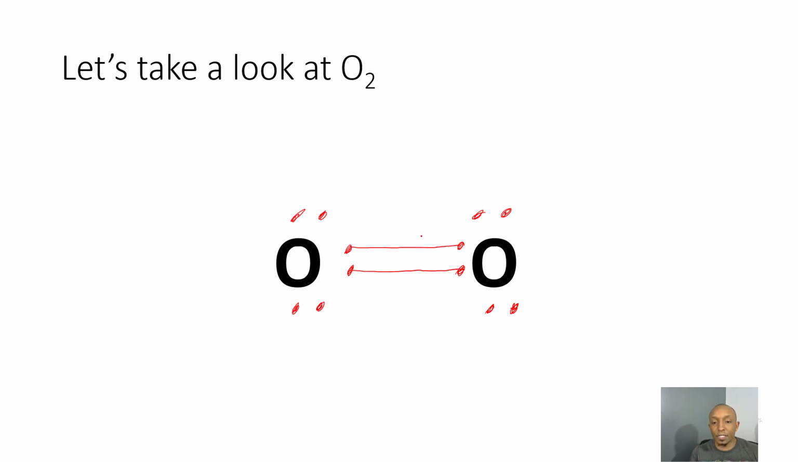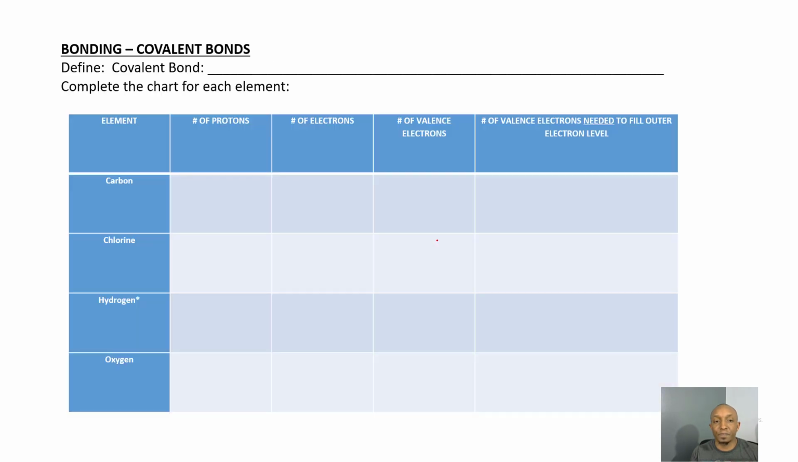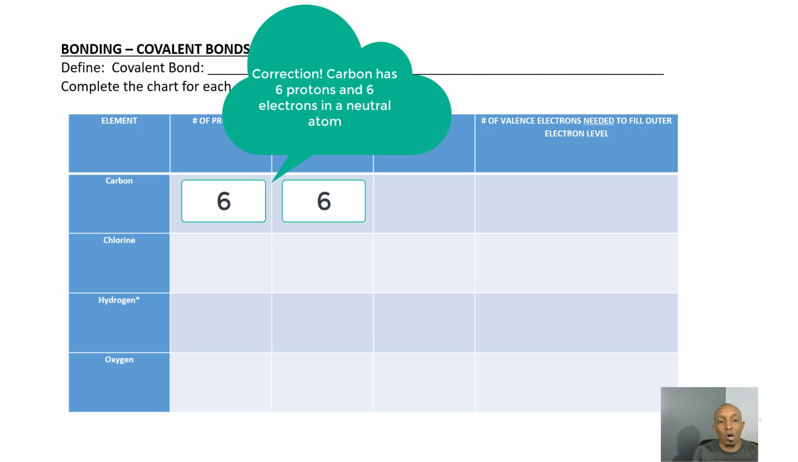So now let's go ahead and take a look at our next one. Now it says define covalent bond. Remember, a covalent bond is when 2 or more nonmetals share valence electrons in order to be stable. So we have a chart below, and we're just going to go ahead and fill out our chart using our periodic table. So carbon, looking at your periodic table, has 4 protons. It has 4 electrons because in an electrically neutral atom, the protons and electrons are the same.